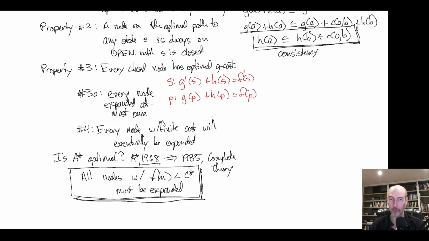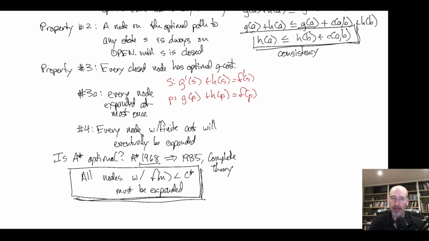But practically speaking, what we're thinking about is what are the nodes that are required to validate that a solution is actually optimal. So if I have a solution and I expand all nodes with f cost less than the solution, then I do know that that solution is the optimal solution.